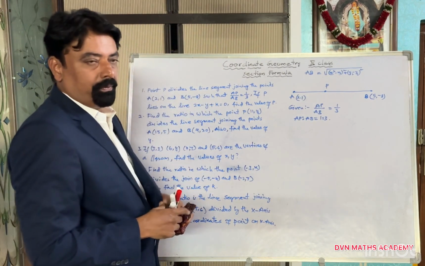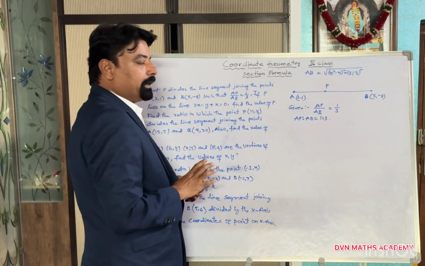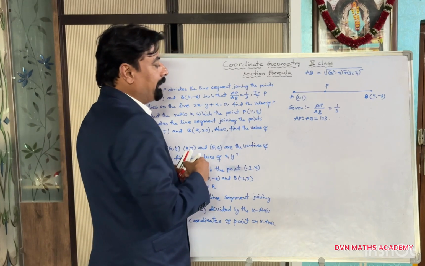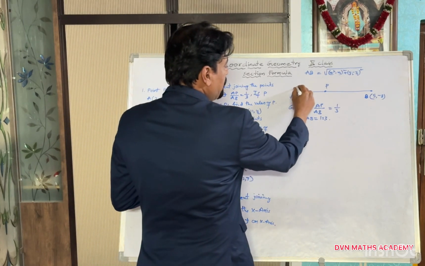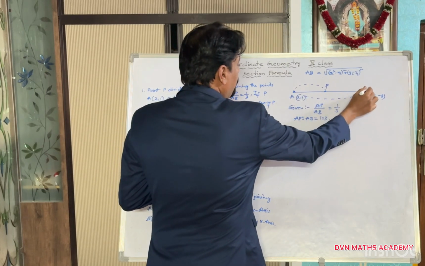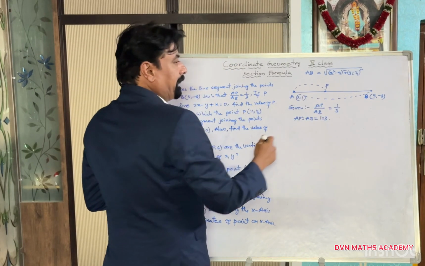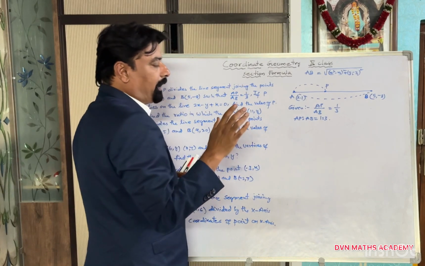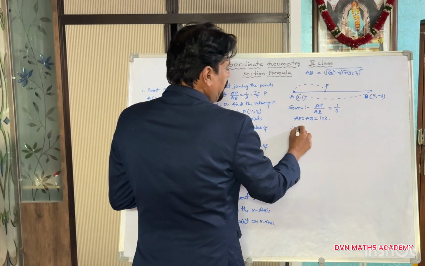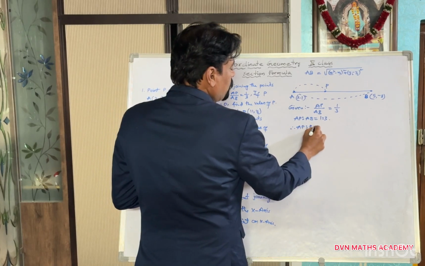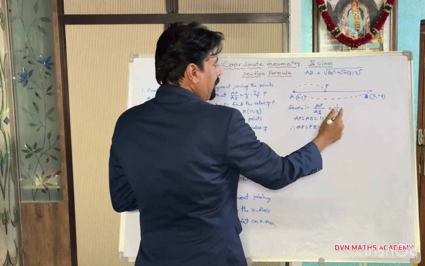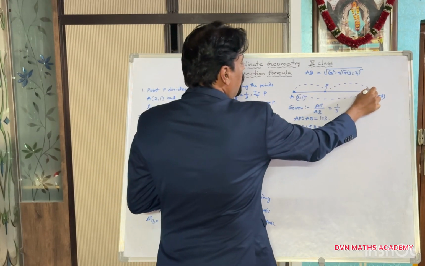If you concentrate on the question, you are required to find the ratio in which P divides the line segment AB. The given thing is AP by AB. AP means this part and AB means this entire line segment. The ratio between these two is given as 1:3. If you draw the appropriate figure, you can say that AP is to PB should be equal to what? This is one part and this entire thing is three parts. Therefore this part will be 2.